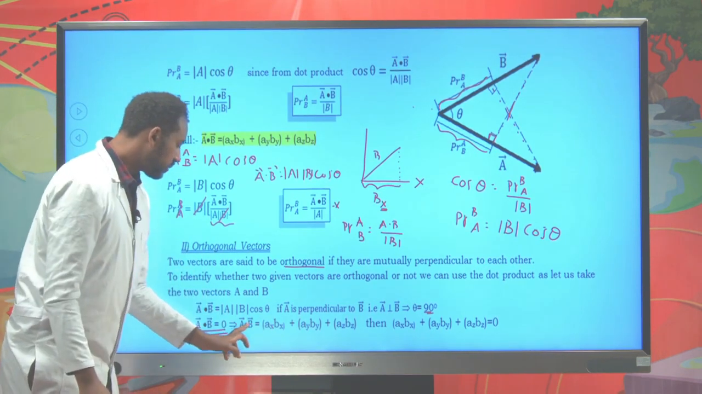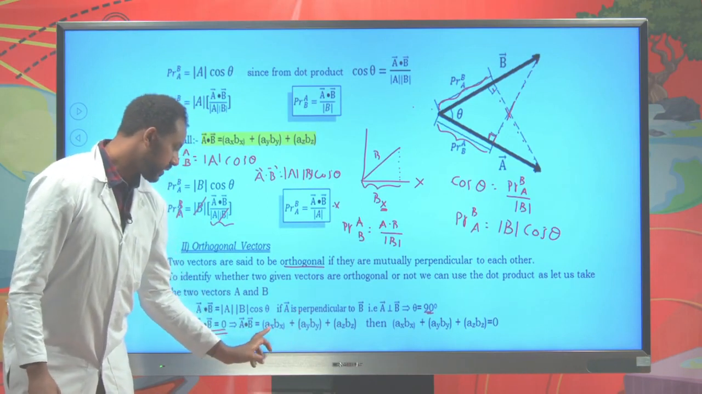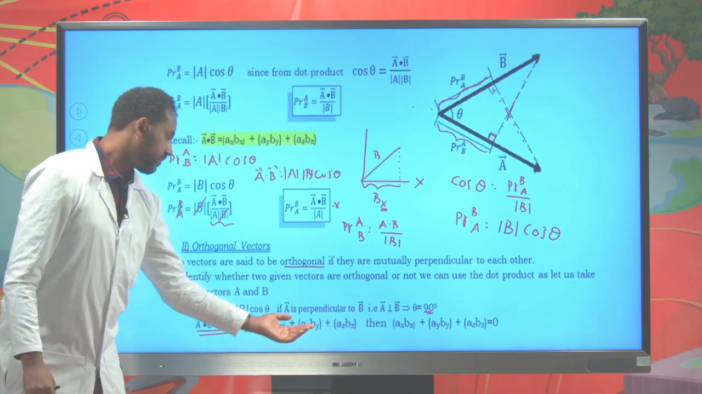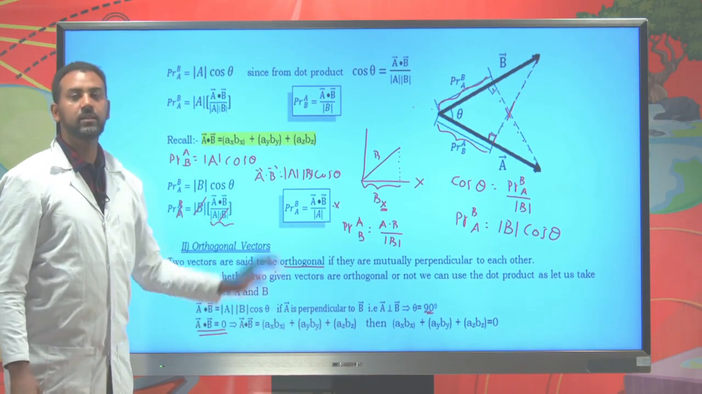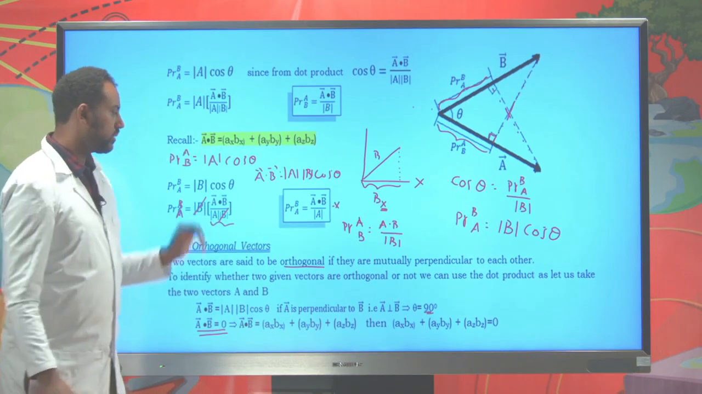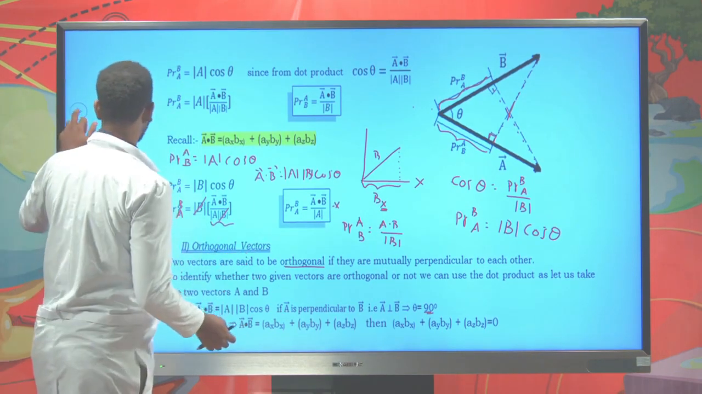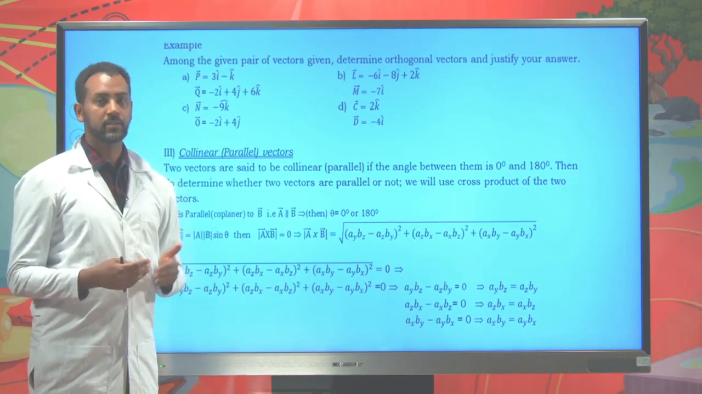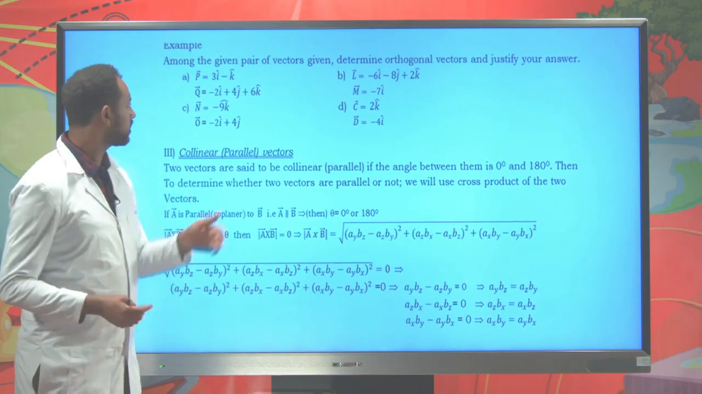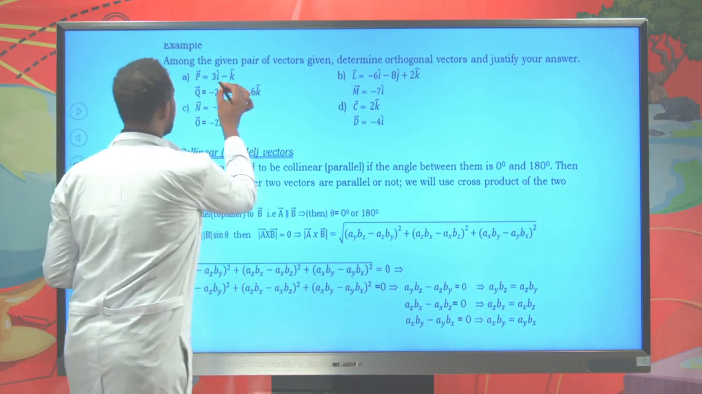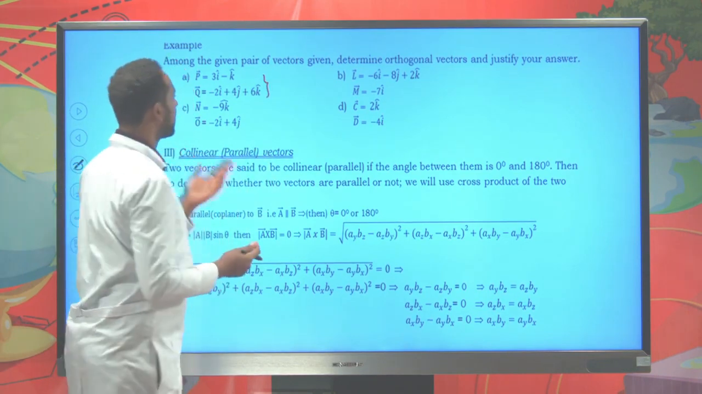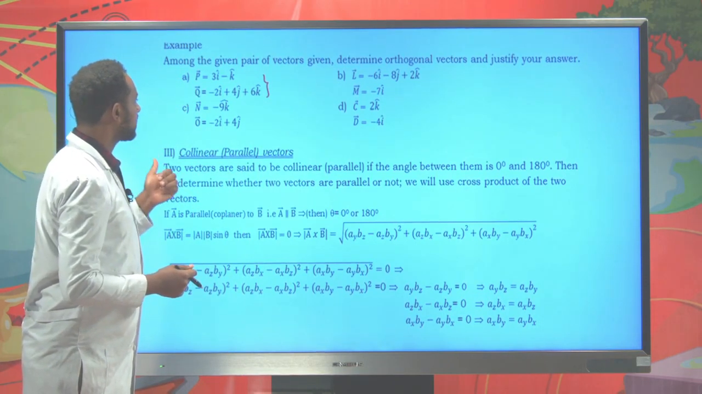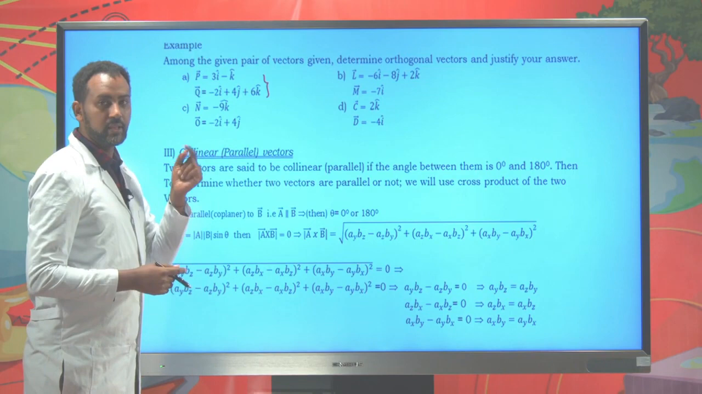And A dot B can be determined by multiplying the coefficients AX, BX, AY, BY, AZ, BZ. When you multiply these, if the result gives you 0, then the two vectors are said to be perpendicular to each other, or they are orthogonal vectors. Suppose here let's try to find whether these pairs of vectors are perpendicular or not. Here you have two vectors. Let's check whether these two vectors are orthogonal or not. To find this, you have to multiply each coefficient.